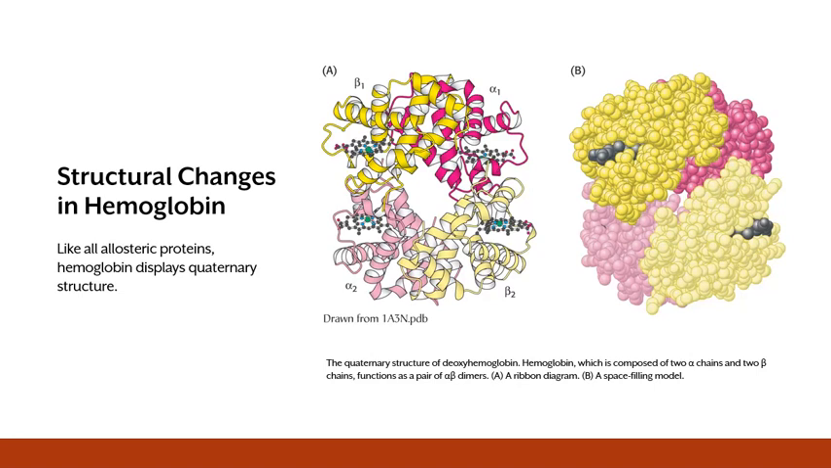Structural changes in hemoglobin. Like all allosteric proteins, hemoglobin displays a quaternary structure. As stated earlier, human hemoglobin A present in adults consists of 4 subunits, 2 alpha units and 2 beta units. The alpha and beta subunits have 3-dimensional structures that are similar to myoglobin and are best described as a pair of identical alpha-beta dimers that associate to form the hemoglobin tetramer.